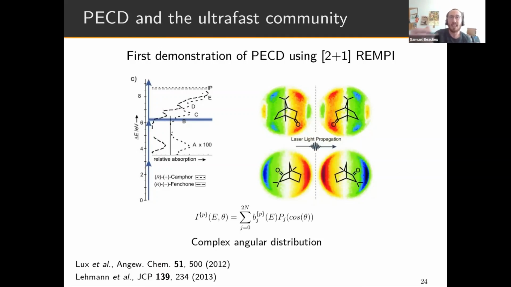So in this case, to come back to this equation that I showed at the beginning, because three photons are involved in the ionization process, higher order Legendre polynomials can contribute to photoelectron circular dichroism, leading to a much more complicated angular distribution than in the case of single photon ionization. As you can see here on the top panel, the PECD has a much more complicated angular distribution.